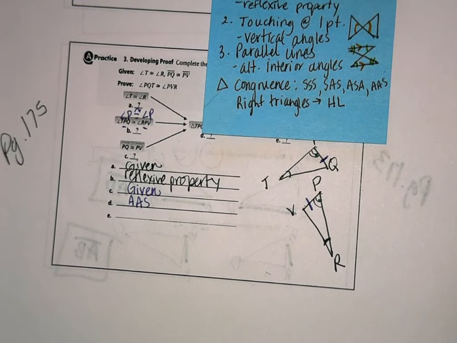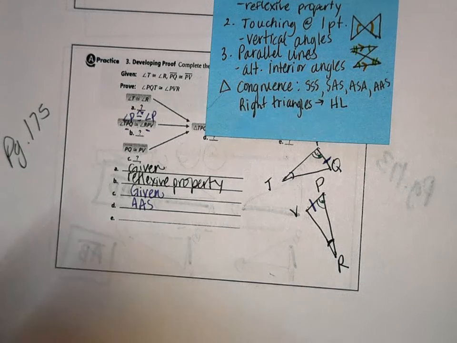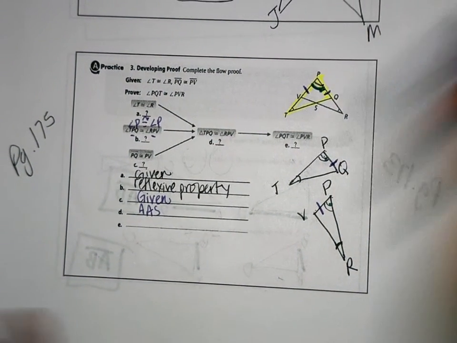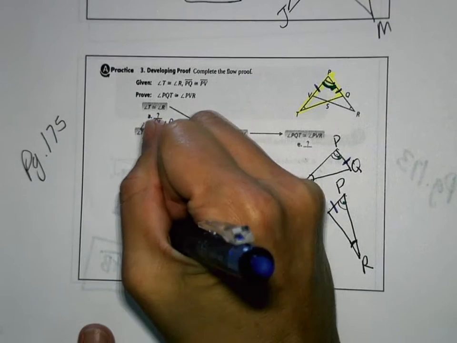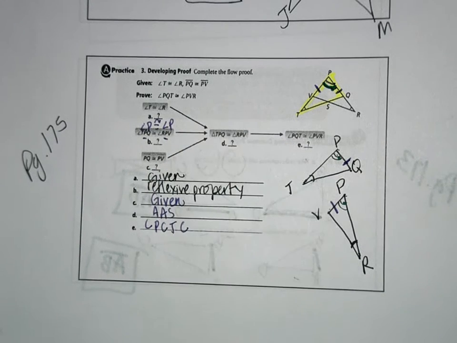This one is also angle, side. As long as you're going right to left or left to right, and going in order. And then what is E going to be? So these angles are congruent by how? CPCTC. Corresponding parts of congruent triangles are congruent.